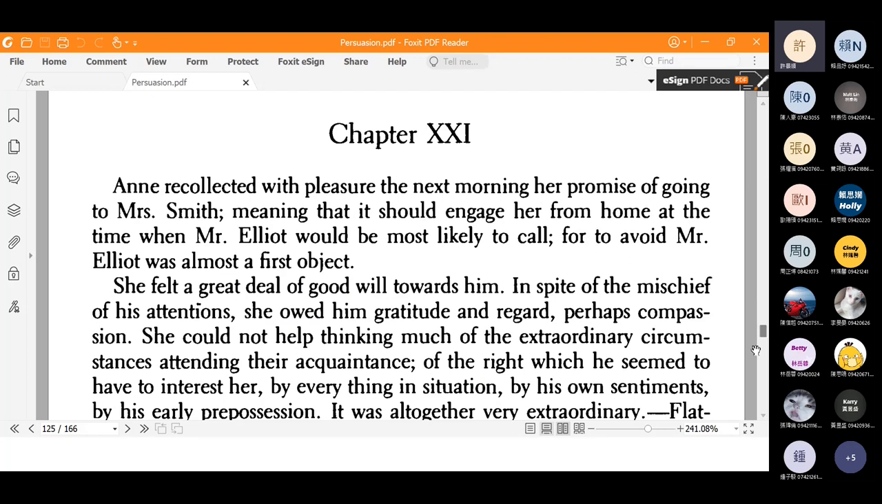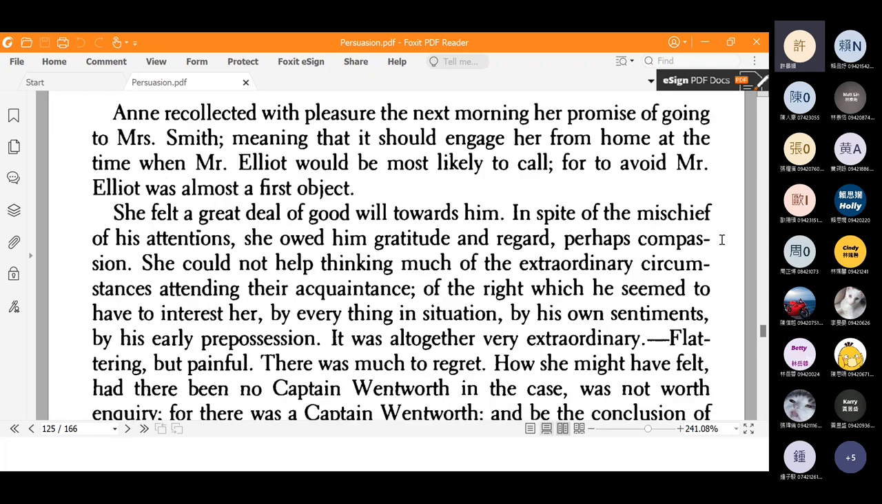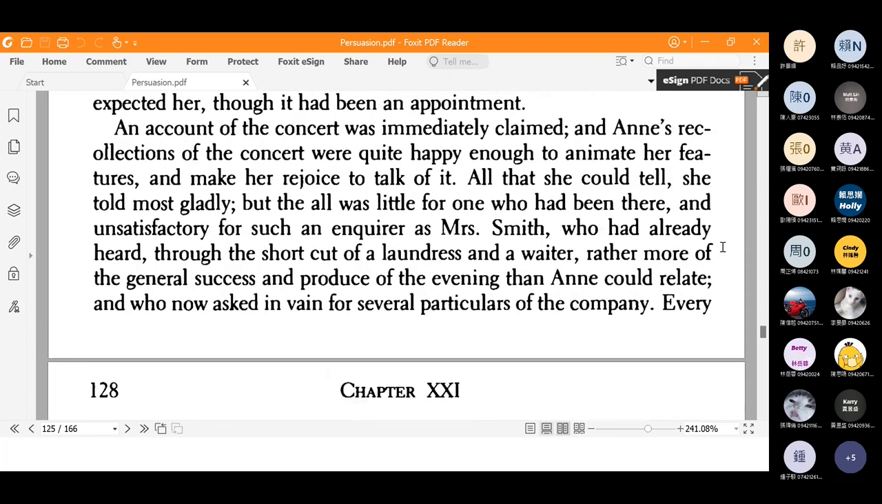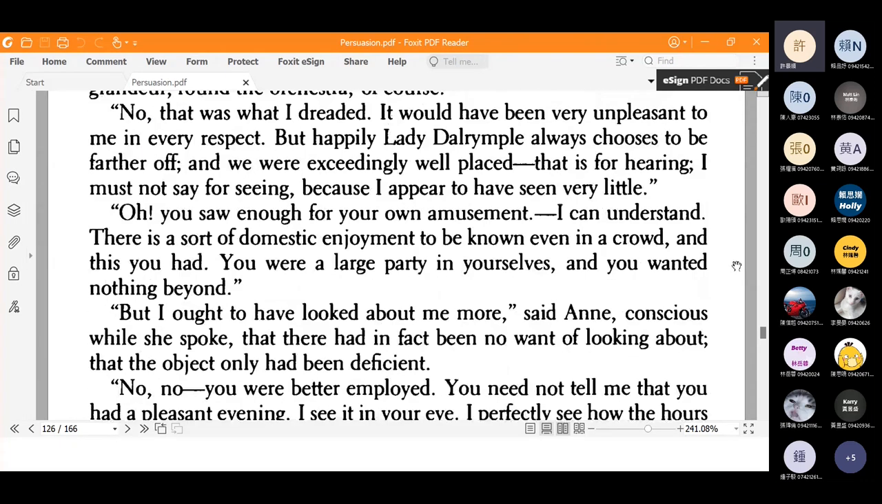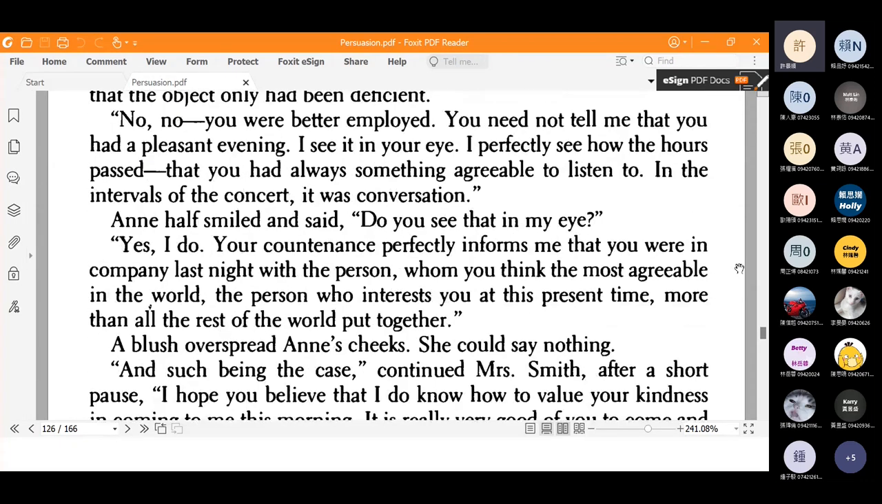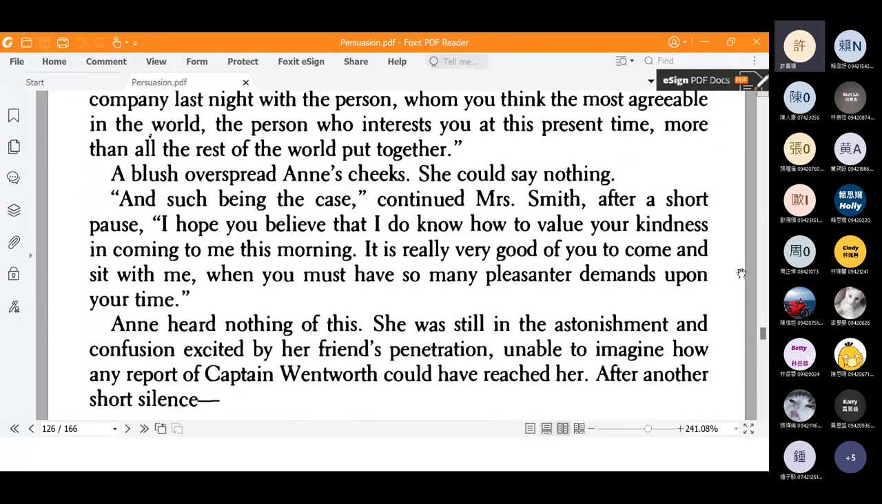So we should look at what happens in that plot. How do Mrs. Smith and Mr. Elliot become connected? This is the entire content of chapter 21. So we are going to look at some key points. Anne goes to visit Mrs. Smith again. And from the conversation, Anne suddenly realizes that Mrs. Smith thinks that she will marry Mr. Elliot.